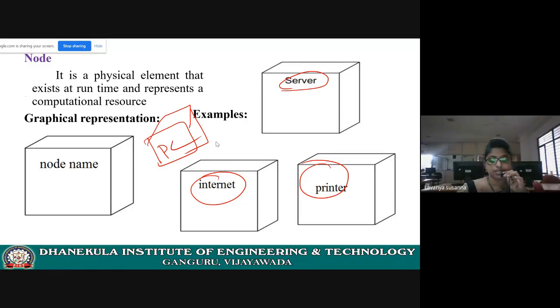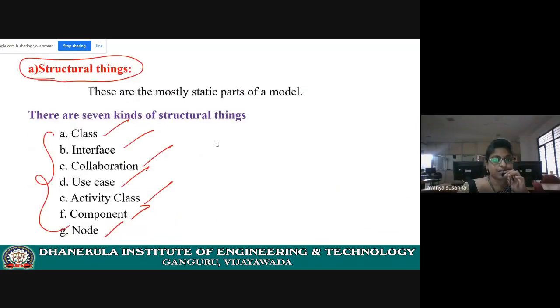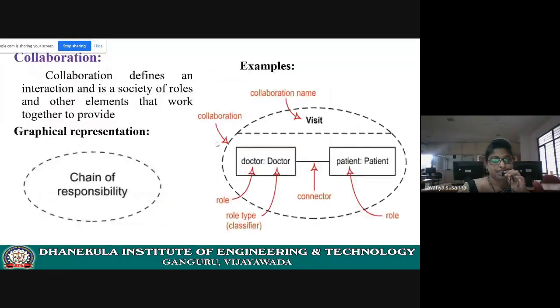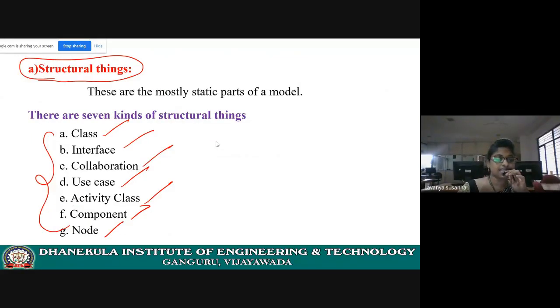I hope you understood. These are the things: seven kinds of structural things. Next, behavioral things. See once again how many things there are: four things, structural things, behavioral things, grouping things, annotation things. In structural things, again, there are seven types. You need to explain each and everything graphically and with at least two examples.